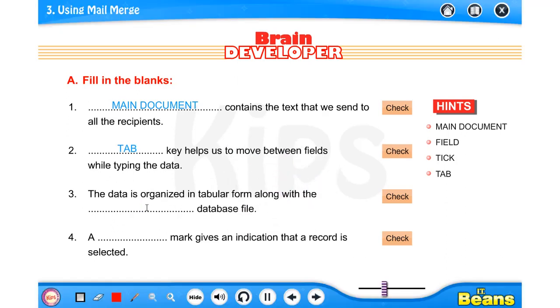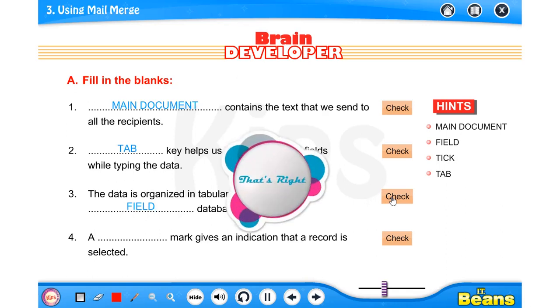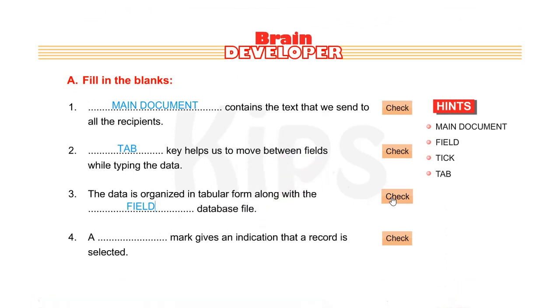Now next one. The data is organized in tabular form along with dash database file. What will come in it? Yes, the answer I am getting from you is filled. Let me check it. Filled. Yes, very good, beta. It's the correct answer. So the answer of the third fill-up is filled.